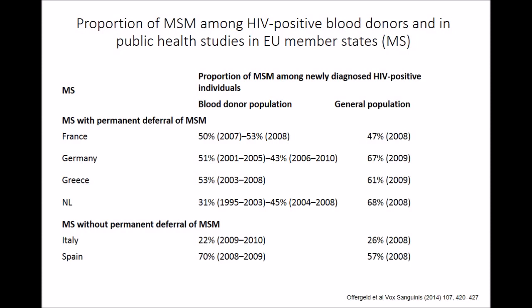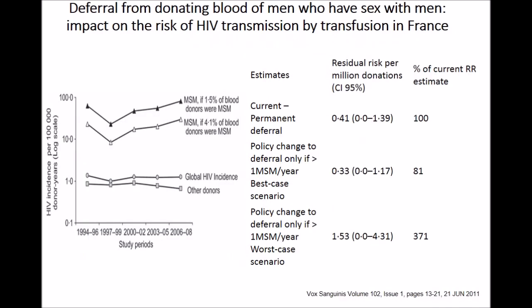I'm very worried about Spain. Look at Spain. The general population is 57%. In blood donors, it's 70%. What does this mean? Is it test-seeking? I don't know. But I'm going to take a couple of case studies purely because there's literature. I mean, it's the best I can do in terms of literature.